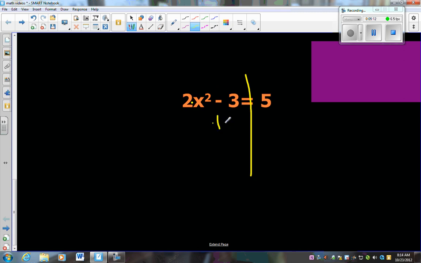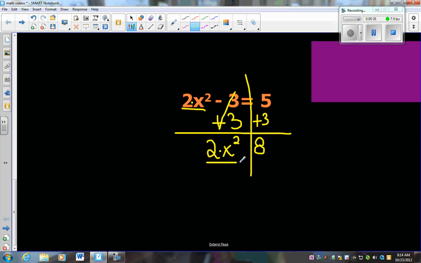The inverse operation to subtract 3 is add 3. And so I add 3 to both sides. That's because a negative 3 plus 3 gives me 0. And I bring down my 2x squared. I take a look. I have 5 plus 3. 5 plus 3 gives me an 8. Now I have multiply by 2. To undo multiplication, I use division. And I divide. 2 divided by 2 gives me 1. 1 times x squared gives me x squared. I almost have it all by itself. 8 divided by 2 gives me 4.